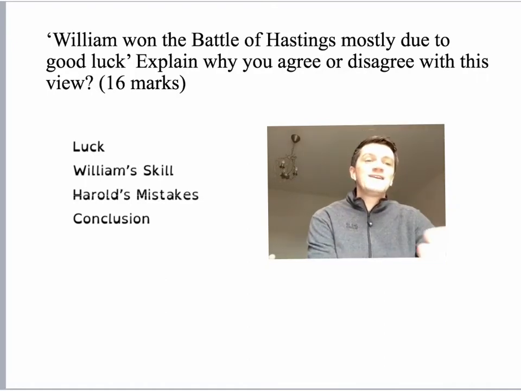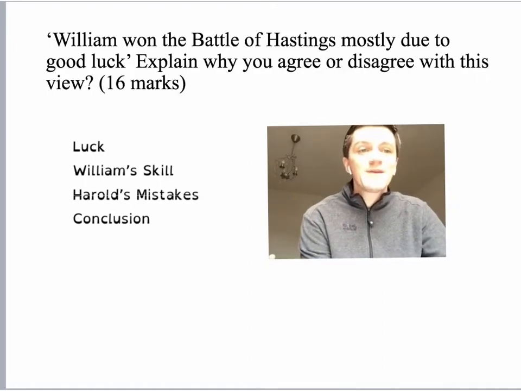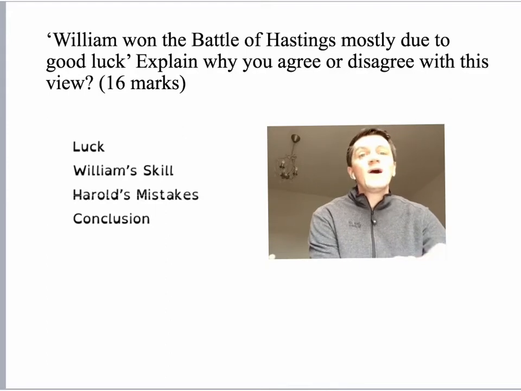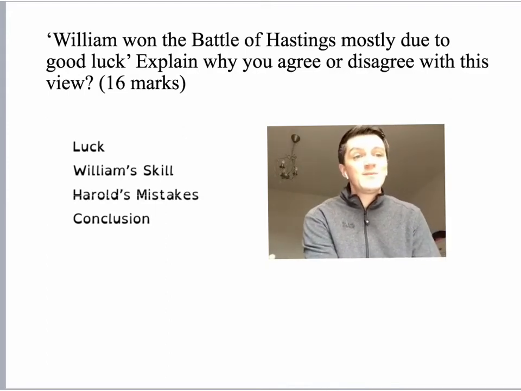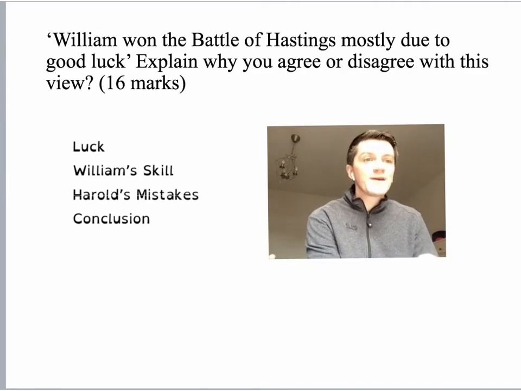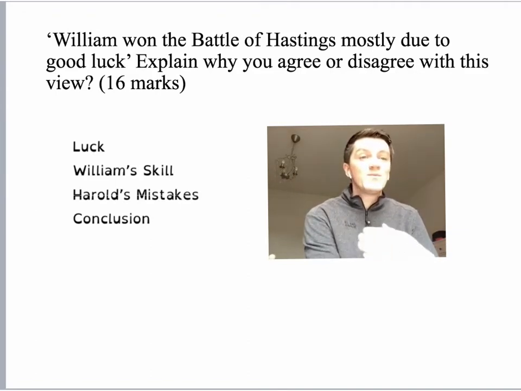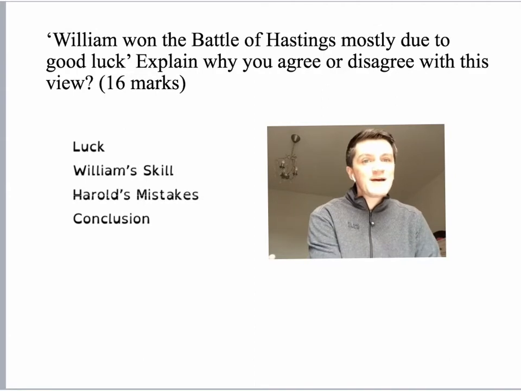You need to write 3 different paragraphs. For this we're talking about luck: why it was luck that helped William win the Battle of Hastings. So look back at that last little table we did. Were any of them things that were lucky? What went William's way that maybe could have gone the other way and changed the battle?